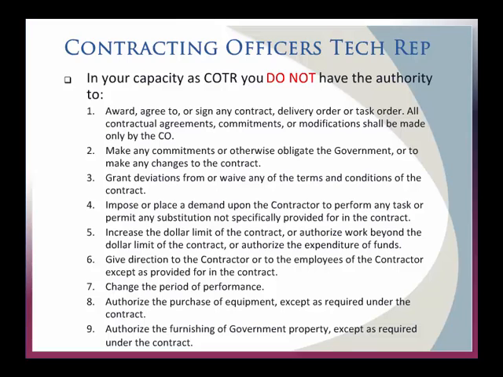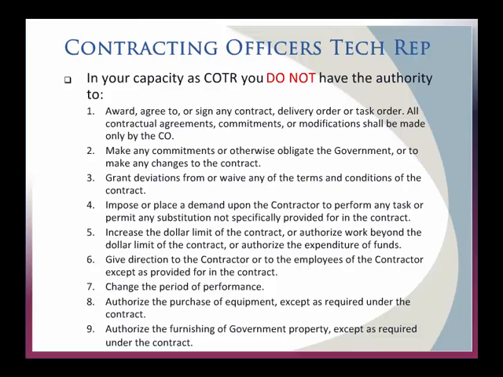You can't impose or place any demand on a contractor to perform any task or permit any substitution not specifically provided for in the contract. So the contract, that's the law. That's what specifies what that contractor is going to do for you. You have oversight over that. You do not have the authority to modify it.